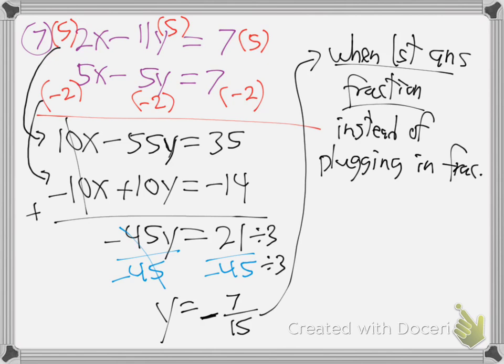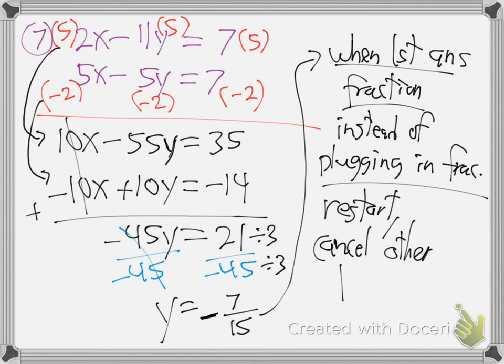So when the first answer is a fraction, instead of plugging in, because we want to find the other letter, right? We got y, we need x. Instead of plugging in a fraction, which is terrible, restart and cancel the other letter. That's going to be easier than dealing with fractions. Just restart and cancel the other letter. I mean, you can plug in the fraction if you want to, but it's pretty painful.